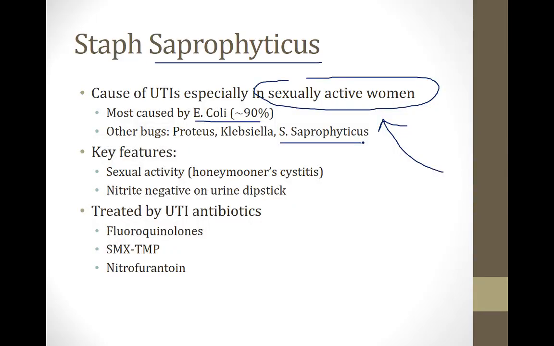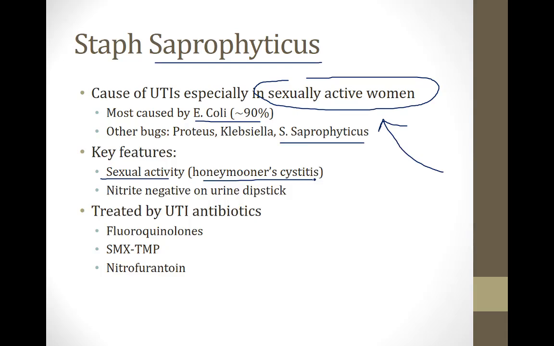Some key features that should tip you off in a board question that they may be describing a case of Staph saprophyticus infection are, first of all, sexual activity. This infection of the bladder commonly occurs among women who are sexually active. In fact, infection with this bacterium is sometimes referred to as honeymooners' cystitis because women who are on a honeymoon and engage in lots of sexual activity often develop a Staph saprophyticus UTI.